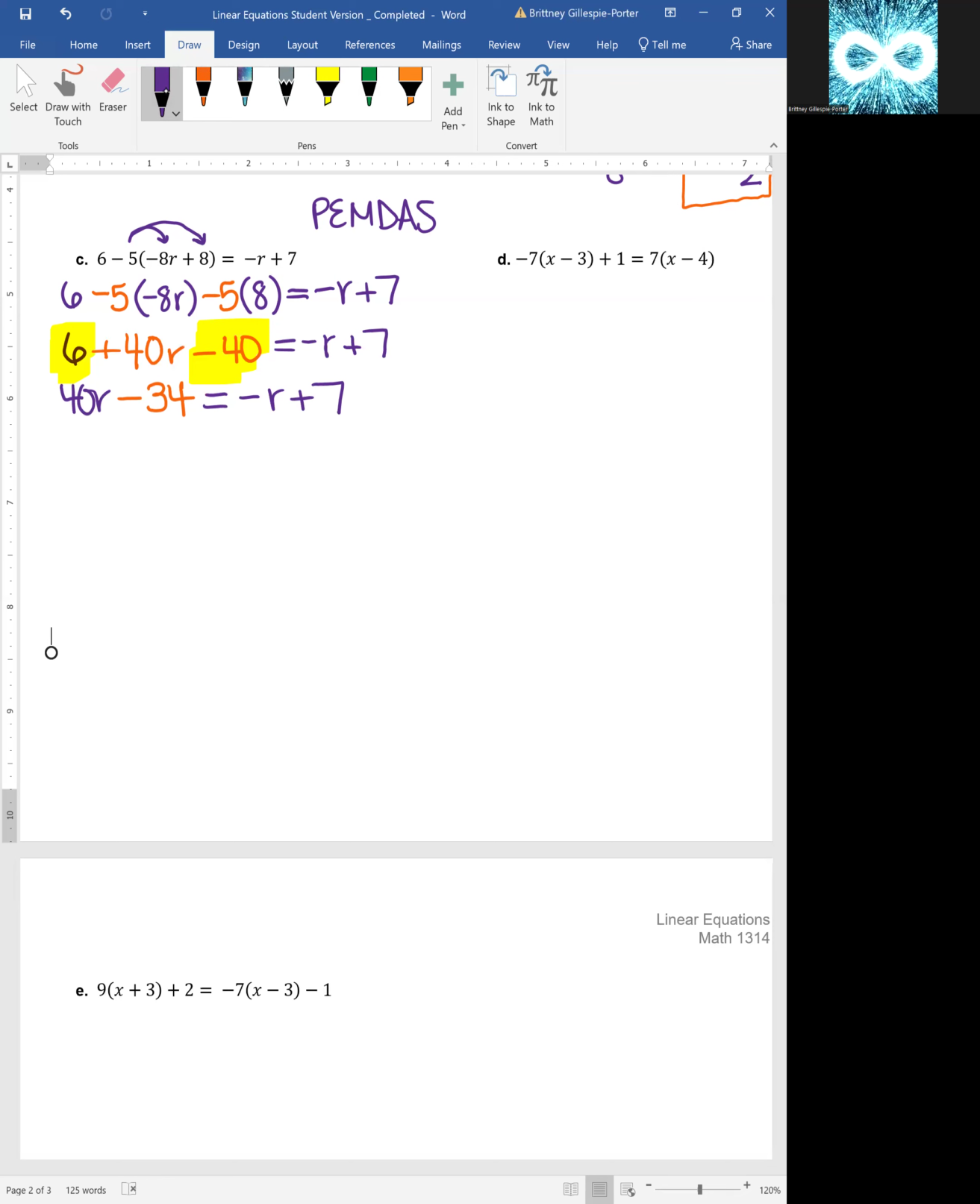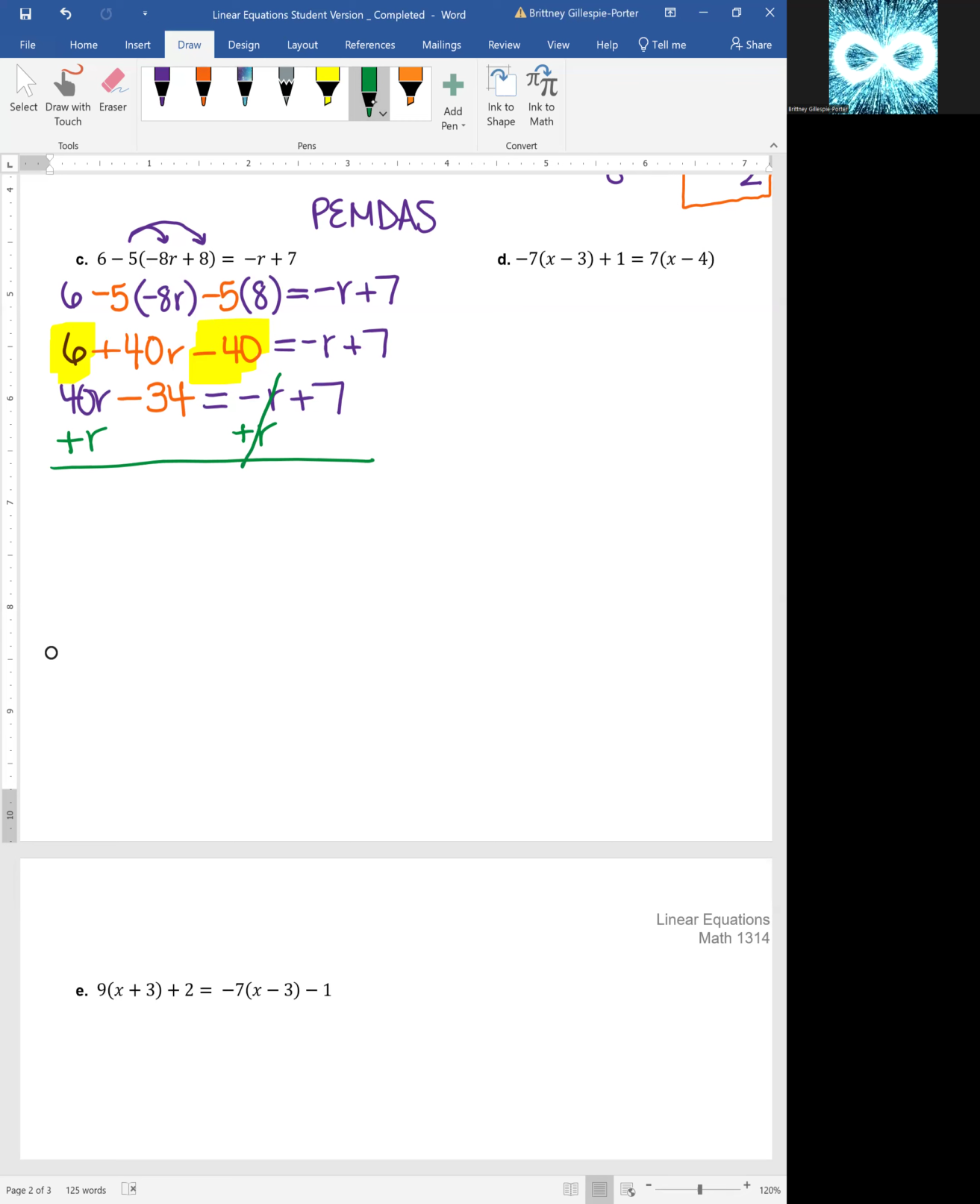We need to move all of our variables to one side, all of our numbers to the other, because we have combined like terms on either side. Notice that we have one variable and one constant on either side of the equation. So now variables on one side, numbers on the other. Since I have a negative r on the right-hand side, I am going to add r to both sides of my equation. Left-hand side, negative r plus r gets me 0, so we don't care about it.